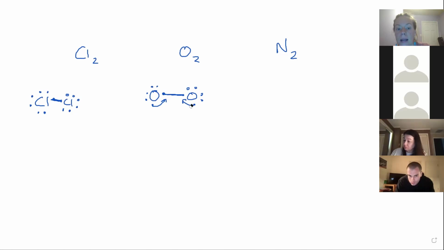Okay, so I'm going to erase this set of electrons here and here, and I'm going to put it in between them so that they can share. Now we've got an oxygen double bonded to another oxygen. Double bonds are stronger than single bonds, okay?